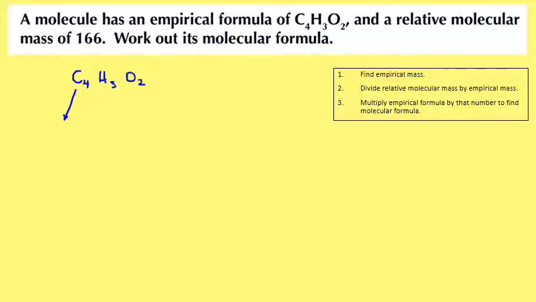The mass of these 4 carbon atoms is going to be 4 times the relative atomic mass of carbon, which is 12, and we've got 3 hydrogen atoms in this unit, and they each have a relative atomic mass of 1, and oxygen, of course, there's 2 of them, and they have a relative atomic mass of 16. If you add those up, we get 83.